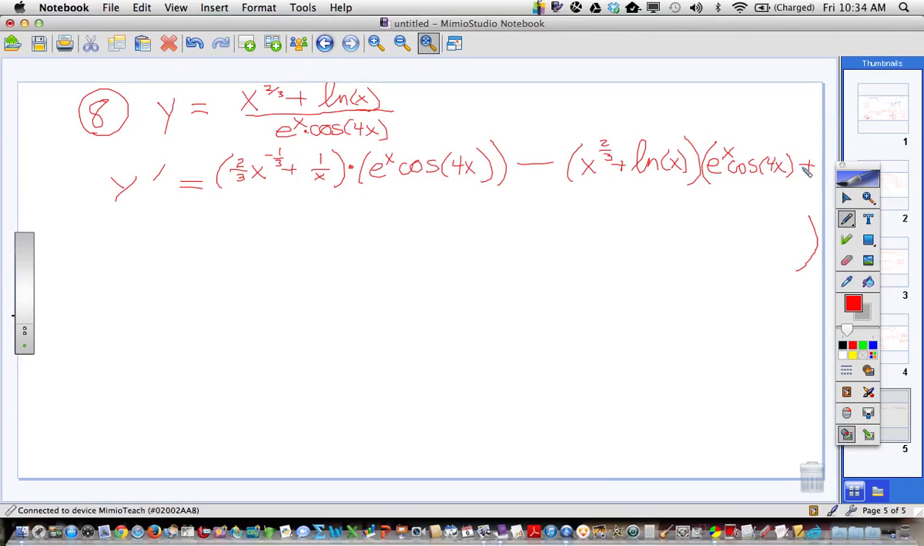Plus e to the x left alone times the derivative of cosine 4x. Now what's the derivative of cosine 4x? So I'm going to stick the negative out in front of the e to the x so it doesn't look like a minus. So that's going to be negative what? 4, so I'm going to put the 4 on it too. I'm going to put those both out in front. And then sine 4x.